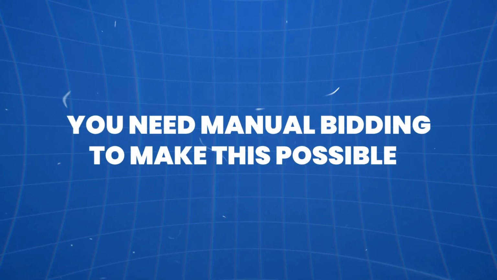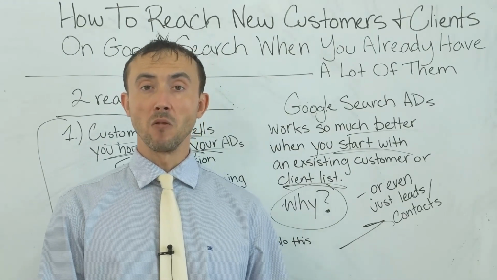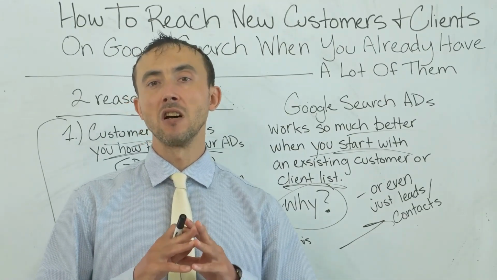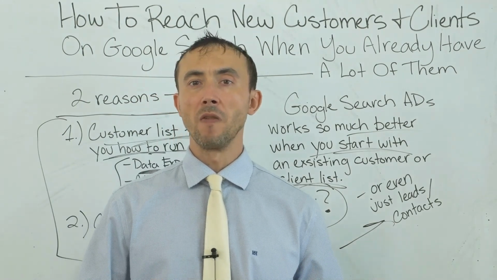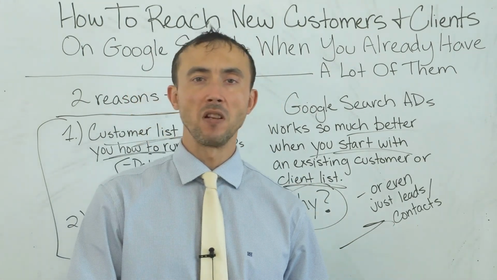Now, normally you need manual bidding to make this possible. These bid adjustments will take effect, but you get the general idea of what you can do with all of this, okay? That is one way a customer list can make your search campaigns more profitable.